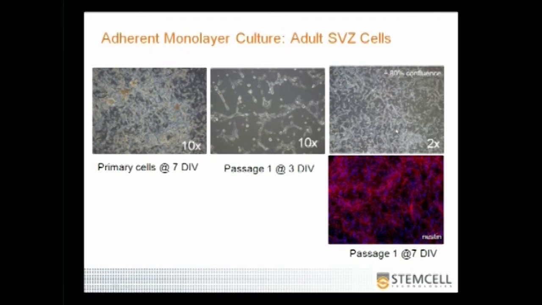Cultures at day 7 can be immunostained for markers of undifferentiated cells, and shown here are cells cultured in NeuroCult in the presence of EGF and FGF that express high levels of nestin.